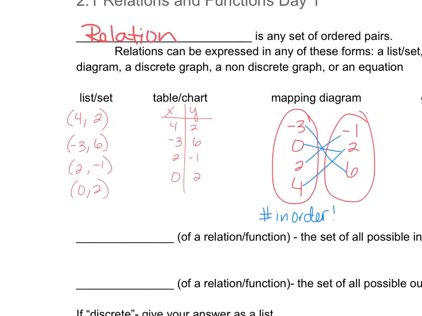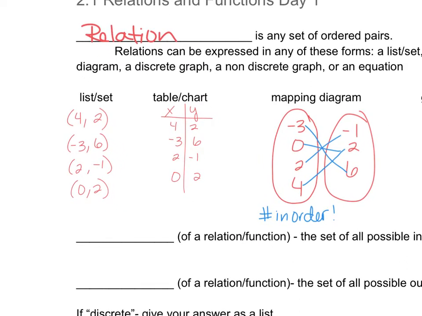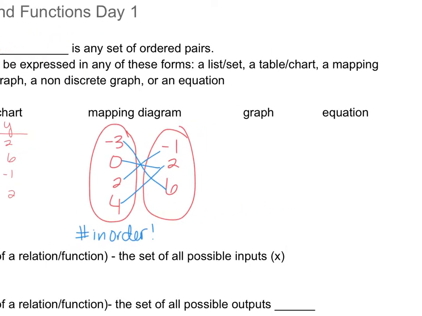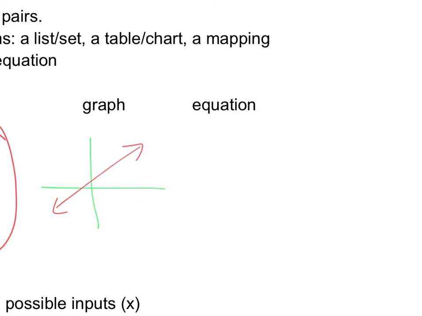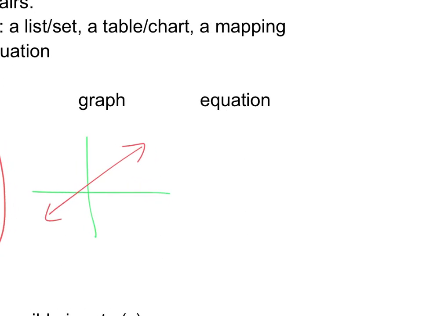If you notice, those three things, the list, the table, and the mapping diagram, all represent the same data. Those are just different ways to do it. They all mean the same thing. They're just a bunch of ordered pairs. Another example of a relation is just a graph, something like this, a line, a parabola, it could be a lot of things. And the last one we're going to talk about is an equation, for example, y equals 2x minus 4, or something like that.